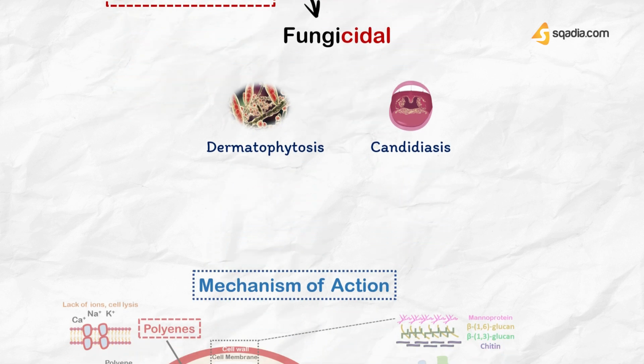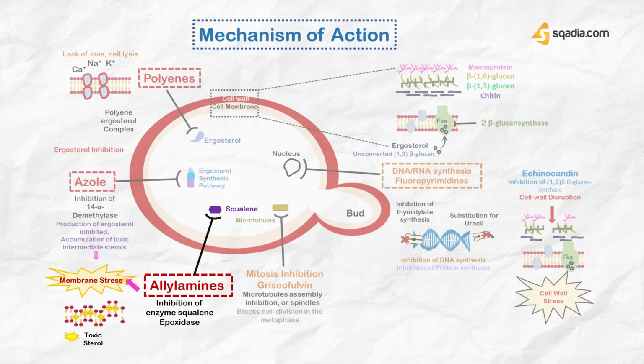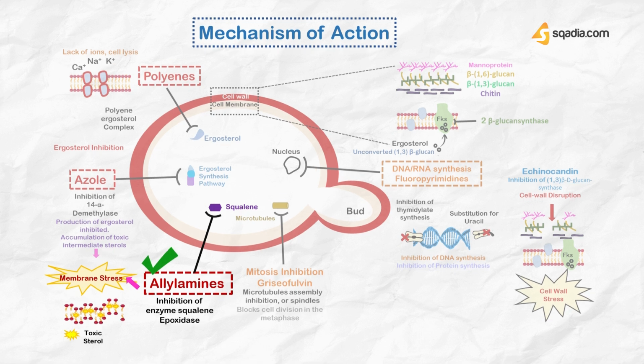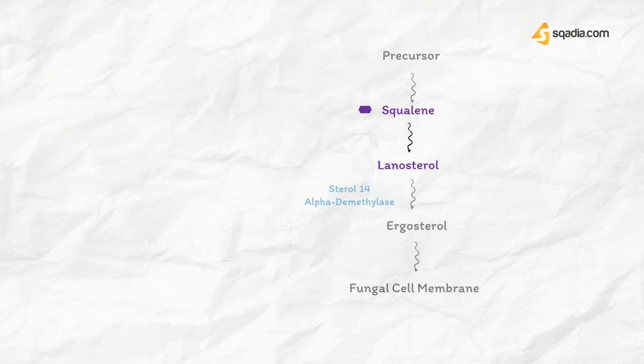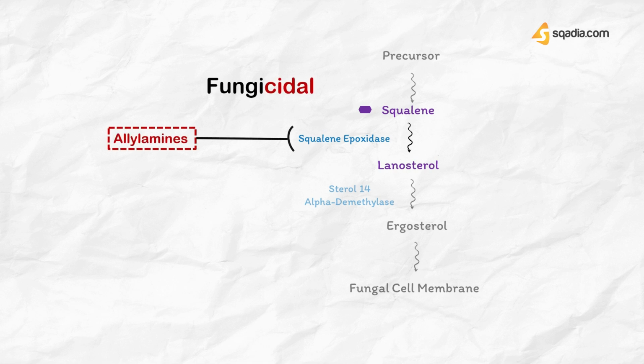It acts as a non-competitive inhibitor of squalene epoxidase, an early step enzyme in ergosterol biosynthesis by fungi. Accumulation of squalene within fungal cells appears to be responsible for the fungicidal action. The mammalian enzyme is inhibited only by 1,000-fold higher concentration of terbinafine.